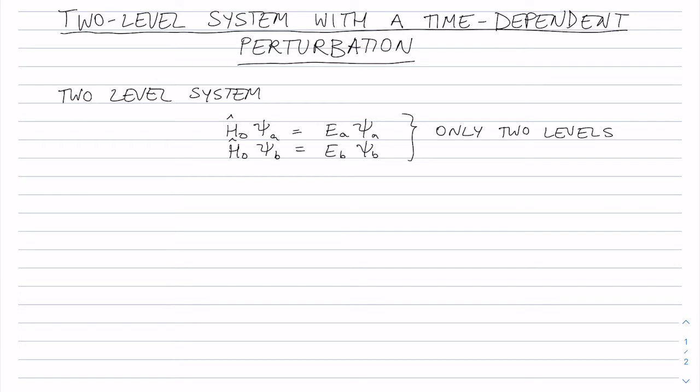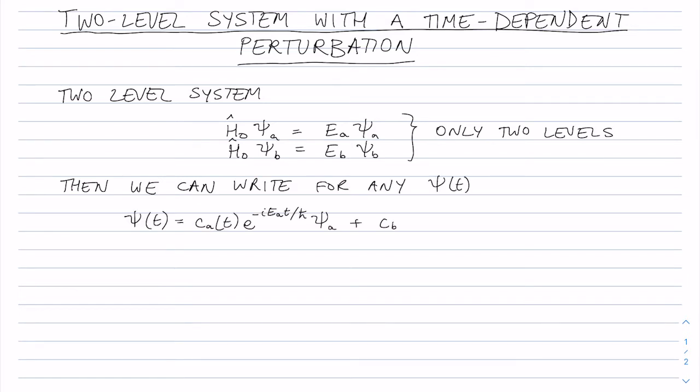So if we've just got these two levels, then we can write any wave function at all as a combination of them, and here the CA and the CB are a little bit different to what we had in the previous video. Here I've separated out an additional factor of e to the minus i EA t over h bar. There's still some time dependence in the coefficients CA and CB, but if the Hamiltonian doesn't depend on time, then the CA and the CB are constants. In other words, in that case, all time evolution would be carried by the factors e to the minus i E t over h bar.